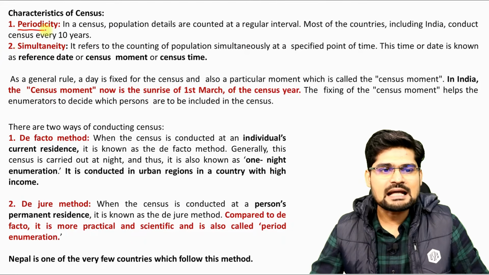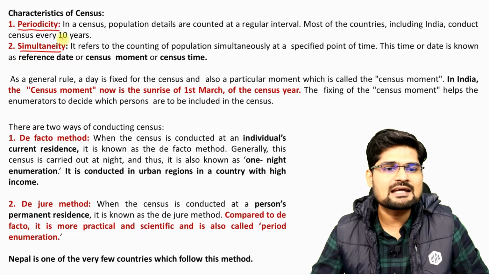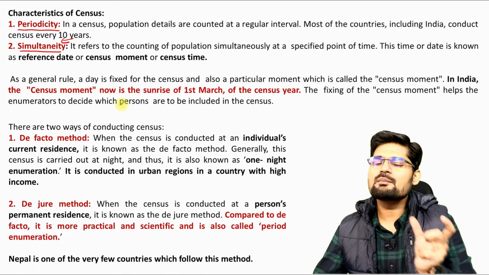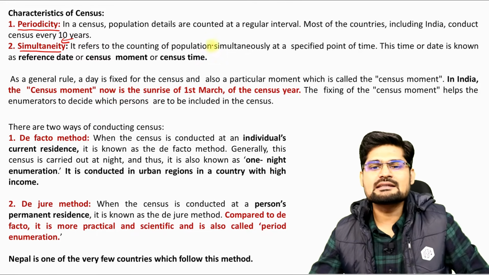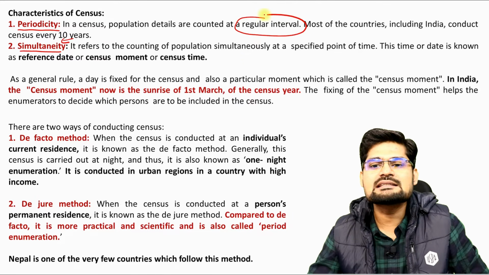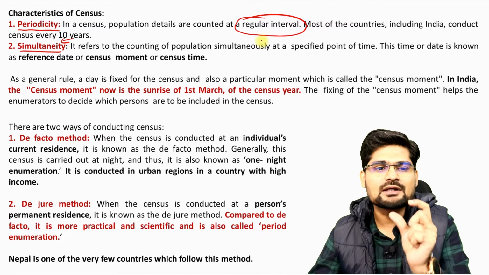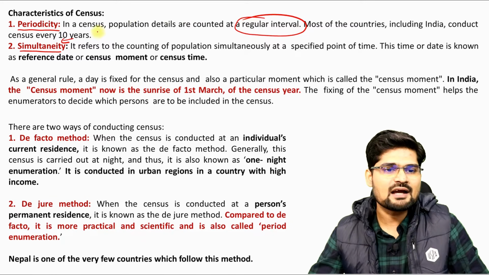Now if you look further, the characteristics of the census. Two major characteristics are periodicity and simultaneity. Now what are these two? Remember, periodicity is the decennial, the regular interval at which we conduct the census. Most countries across the world do it at a particular fixed time interval. So in India we have 10 years.